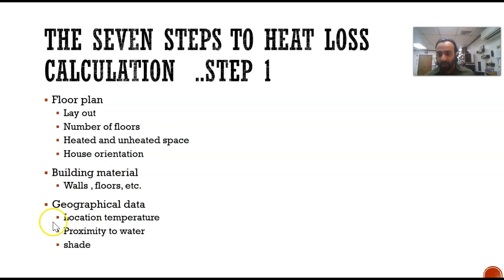Okay, the geographical data are also important when it comes to heating and cooling: location, temperature, proximity to water, and also shade. They all contribute to the heating and cooling aspects of that house.